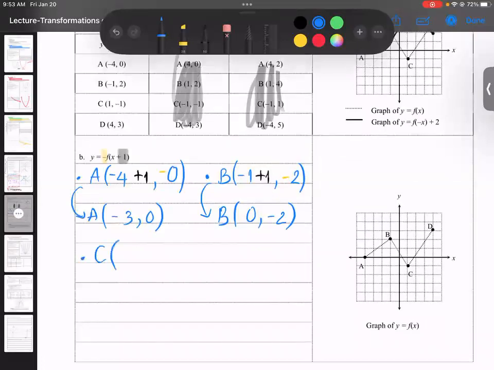Don't know what to do? Write out the original first. C is going to be 1, comma -1. What do I do with the 1 here? Add 1, right? This is just a pattern. Just add 1 everywhere for x. And then make sure you apply the negative 1 times y. Usually I just put negative, I don't have to say negative 1. So my C point, if you simplify that, will be C: 2, comma positive 1, right?